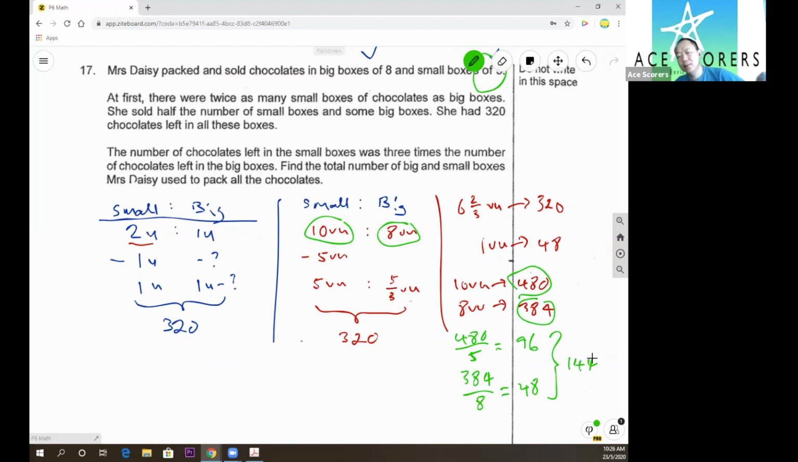This is a slightly more difficult value and units (VU) question. Instead of using a diagram, or instead of just simply value units, they have a bit of a before and after mixed into this thing. So it's a bit hard to visualize, okay? A bit hard to see, but it's fine. Just use the VU concept to do it.